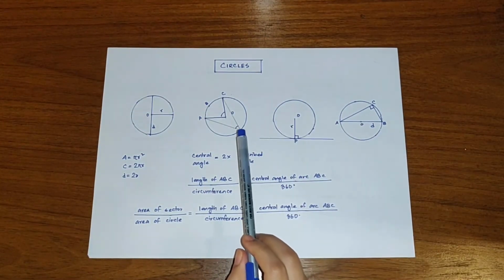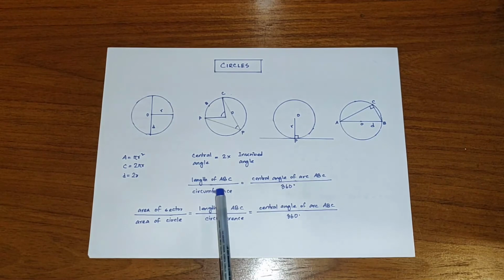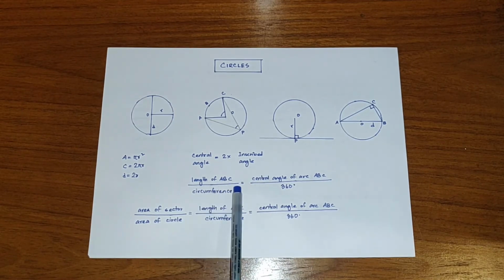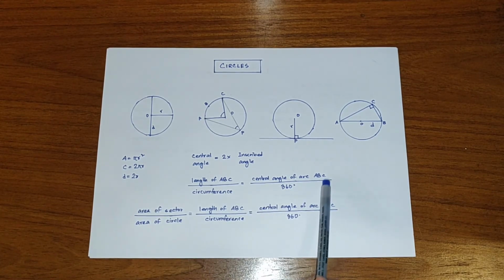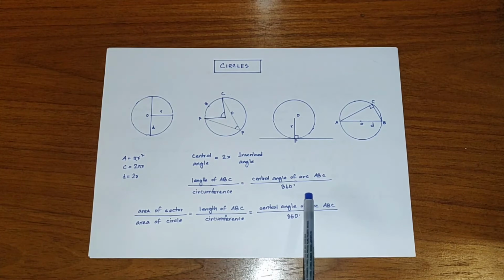If you want to find the length of an arc ABC, you can use this formula. Length of ABC divided by the circumference of the circle, which is 2 pi r, is equal to the central angle of arc ABC divided by 360.